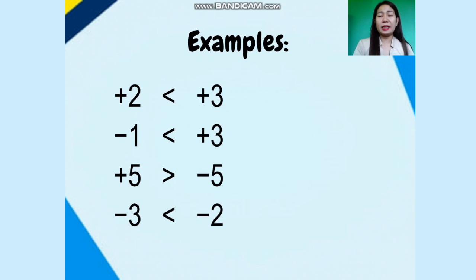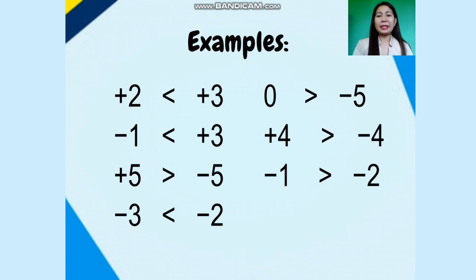Negative 3 is less than negative 2. In the number line from 0, negative 2 is nearer to 0 than negative 3. That's why negative 3 is less than negative 2. Then 0 is greater than negative 5. And positive 4 is greater than negative 4. Negative 1 is greater than negative 2, since negative 1 is nearer to 0 compared to negative 2. And negative 4 is less than negative 2 because negative 4 is farther from 0 compared to negative 2.